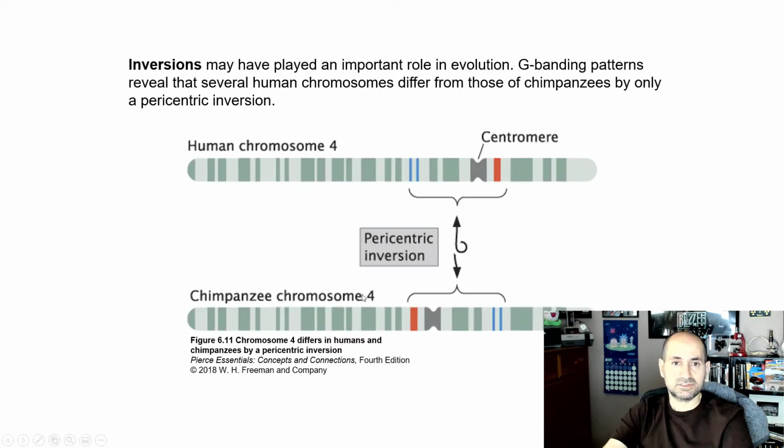So you can see here, here's a picture of an inversion. You can see that the inversion occurred as pericentric because the centromere was involved in this inversion. Now, if the inversion had gone on over here, well then that would be a paracentric inversion. Now, here's an interesting fact. Remember, I told you that chromosomal mutations in general are important for evolution. Well, G-banding has shown that several human chromosomes differ from those of chimpanzees by only a pericentric inversion. So, for example, our human chromosome number 4 is only different from chimpanzee chromosome number 4 by a pericentric inversion. Isn't that fascinating?